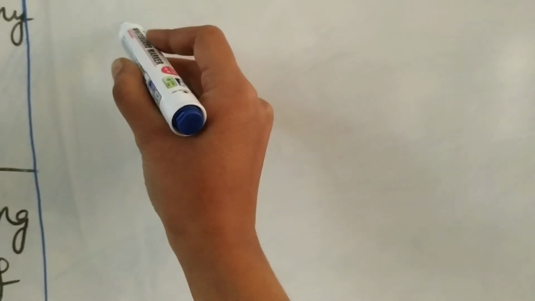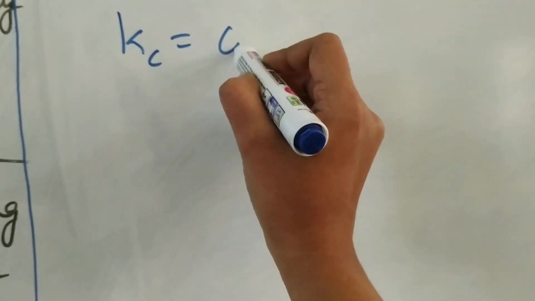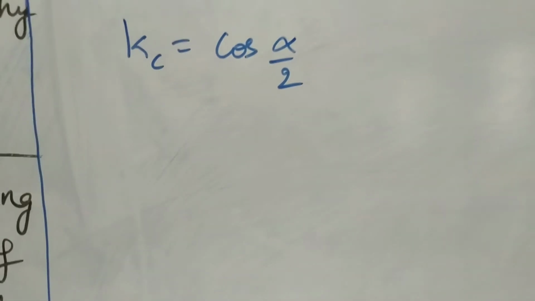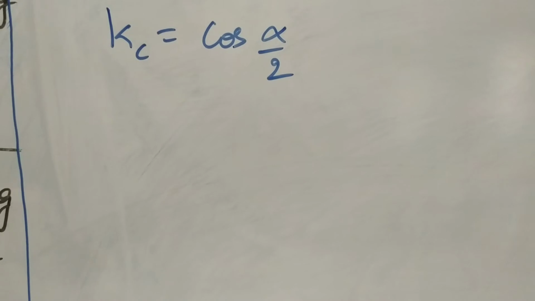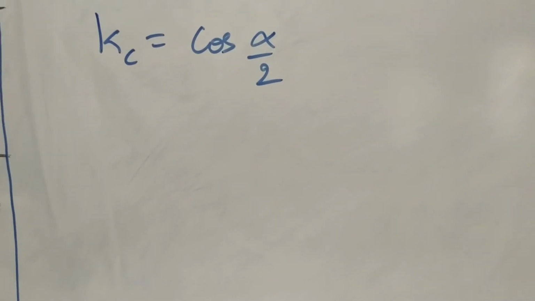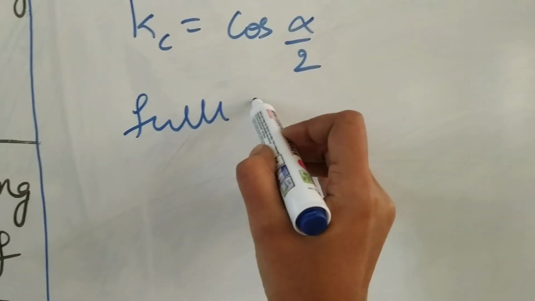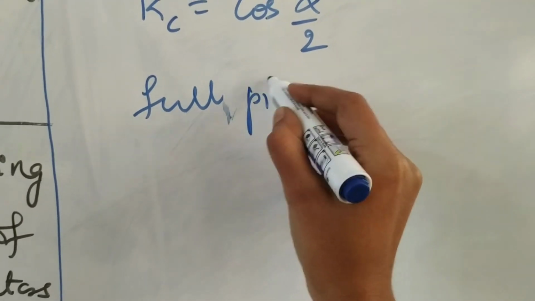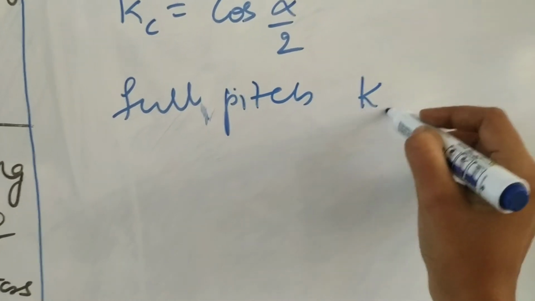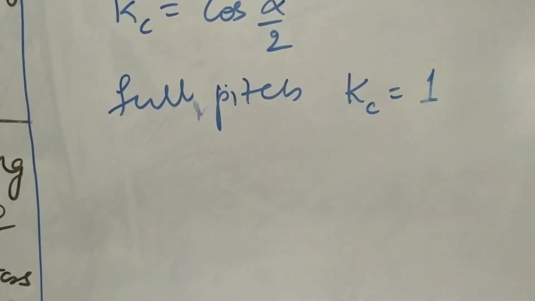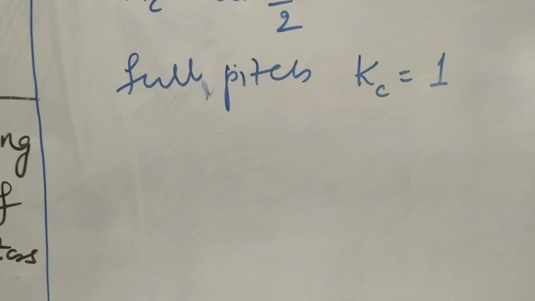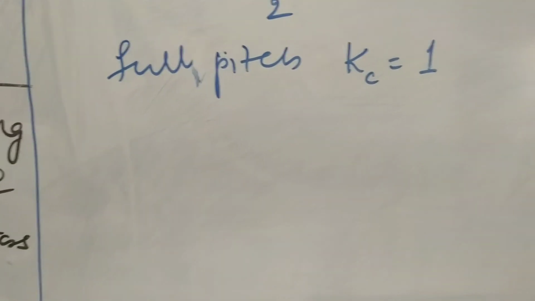Now let us find out the Kc value. What is the formula for Kc? We can recall that Kc is equal to cos of alpha divided by 2. But here they have not given any information related to short pitching, as in the previous case. So we need to consider this as a full pitched winding. For full pitched winding, Kc value will be 1. So now Kc will be substituted as 1.